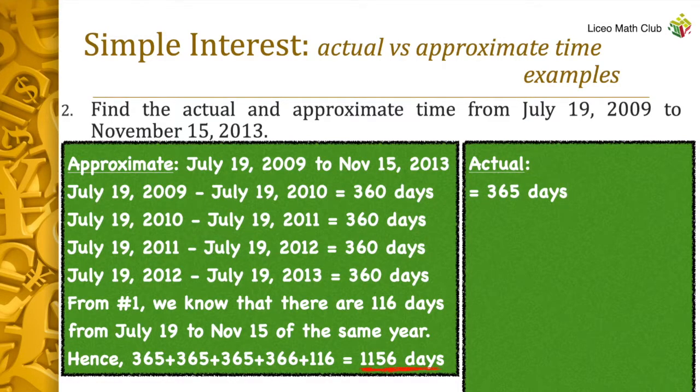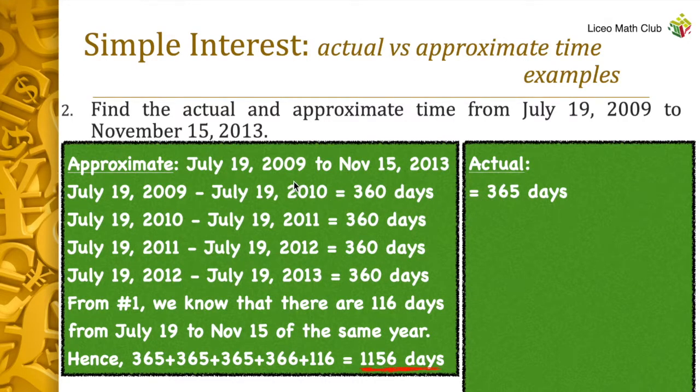So actual, we will really need to count the number of days per year, the actual, from the word itself. So July 19, 2009 to 2010, let's check. Is it a leap year? Because leap years are very important. It's very critical to question if it's a leap year or not. Because if it's a leap year, we have an additional day of February 29. So therefore, it's not going to be 365. It's going to be 366.